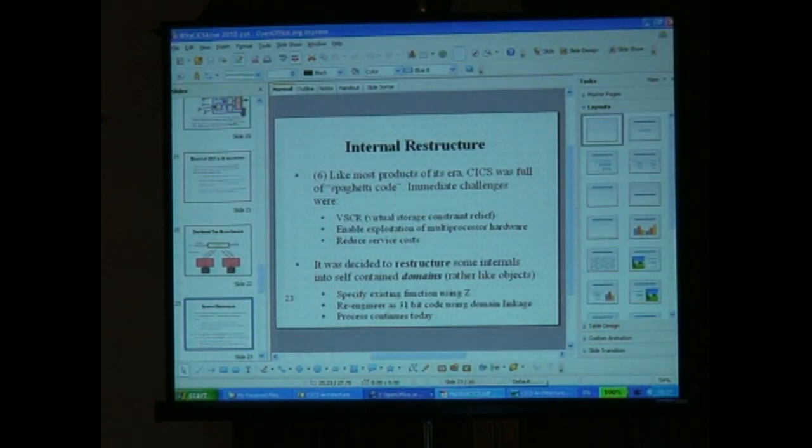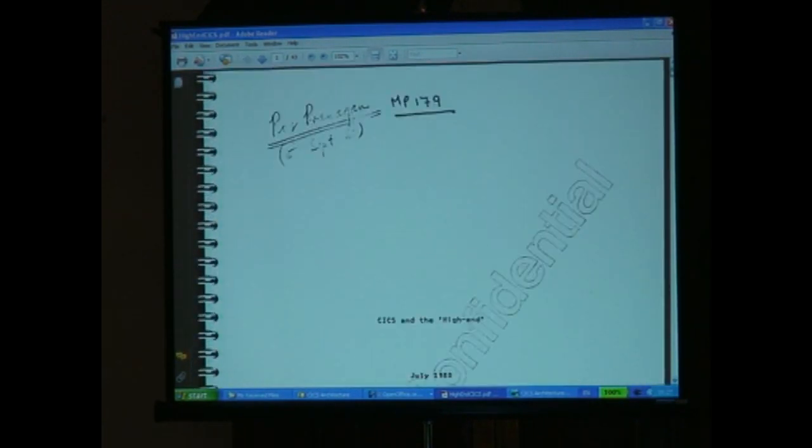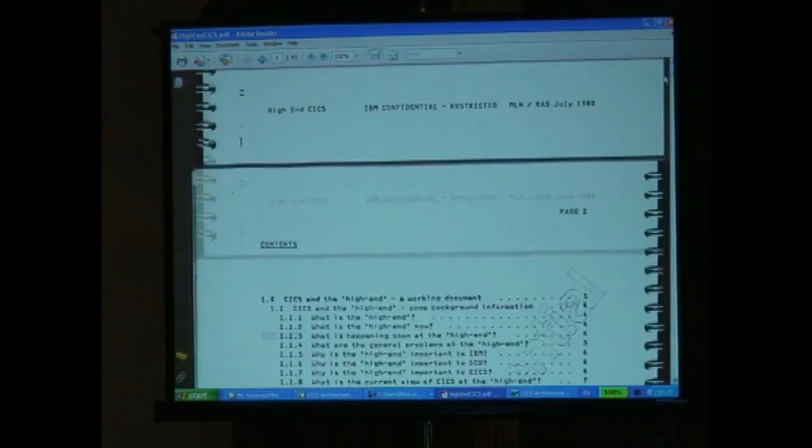Here's a different document. So you can see these are all, this is CICS and the high end. There we go, July 1980, authors Mike Halperin and Tony Story, who you've heard of before, talking about this internal architecture of domains and how that would enable the exploitation of multiprocessors.